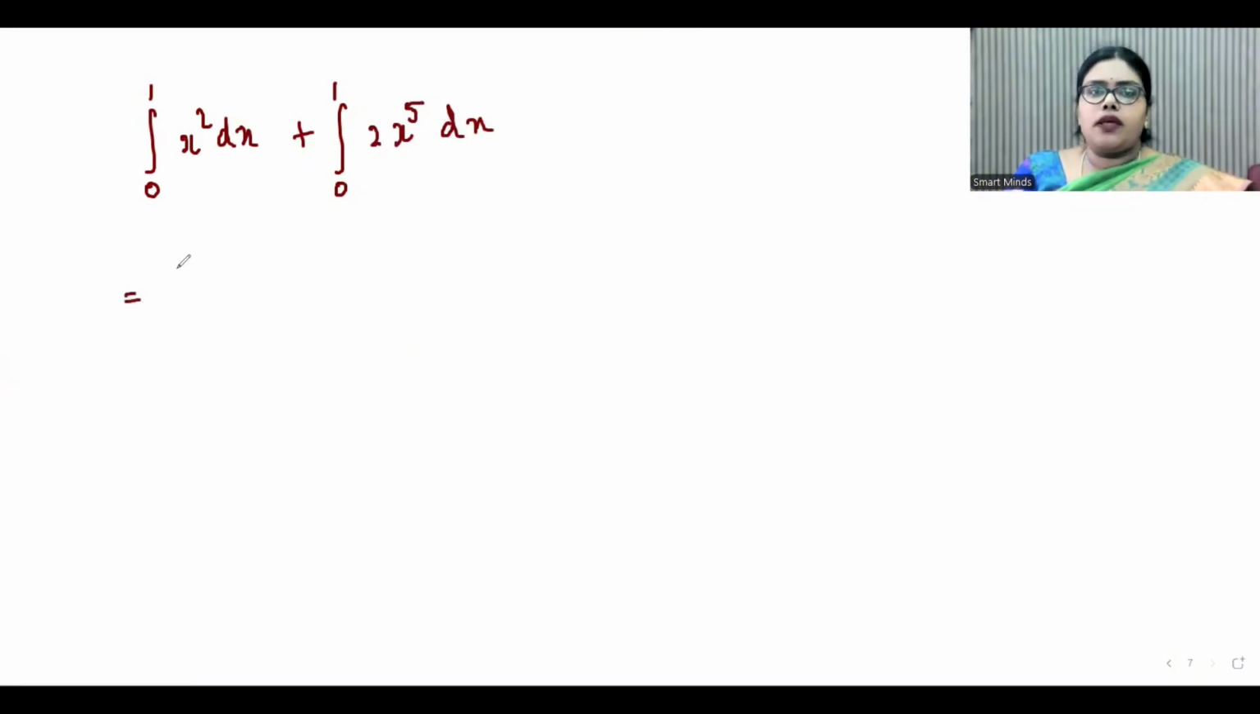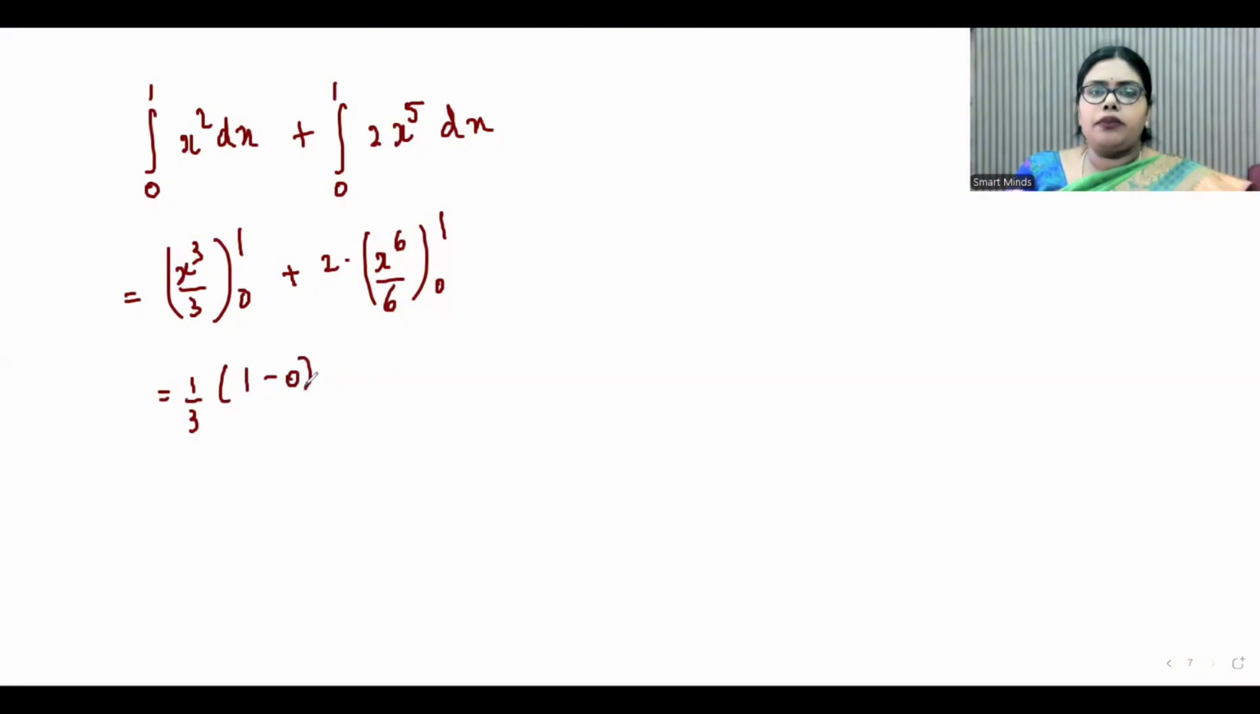So integral of x square is x cube by 3 from 0 to 1. Then plus 2 is a constant. Integral of x power 5 is x power 6 by 6 from 0 to 1. So that is 1 by 3, and 2 is a constant. If you apply the limits, first apply the upper limit, then the lower limit: upper limit minus lower limit. Plus 2 by 6, again upper limit minus lower limit. 2 ones are 2, 2 threes are 6. 1 by 3 plus 1 by 3 is 2 by 3. This is the final answer.